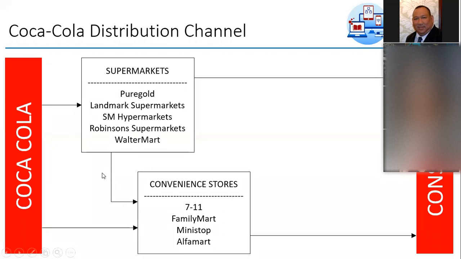So, yung malalaki pang convenience stores, pwedeng dumidiretso sa Coca-Cola, pero yung iba, bumibili sa wholesalers. In this instance, meron na tayong 2 channels.